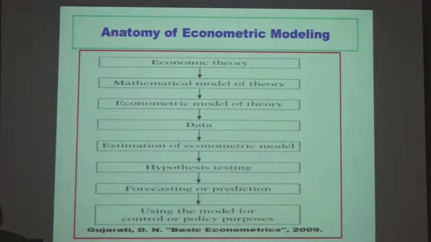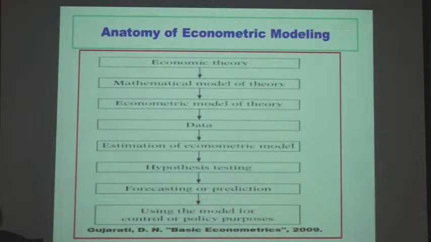After converting the mathematical model into an econometric model, we need data. We put in real world data, and by using that data, we estimate the econometric model. After estimation, we test the hypothesis. And after testing, if our hypotheses are significant and useful for us, then we use them for forecasting and prediction. And using that forecasting and prediction result, we do policy formulation, for policy purposes.